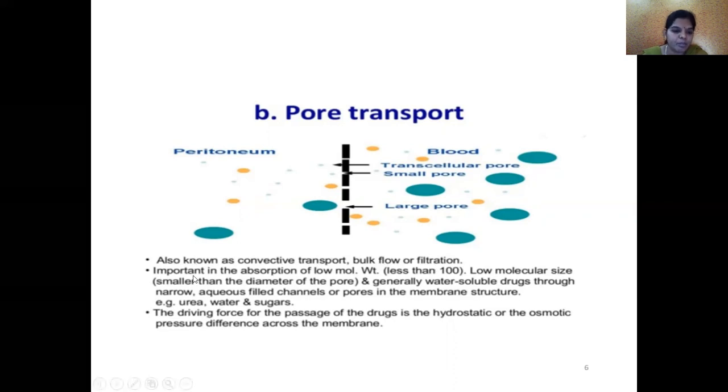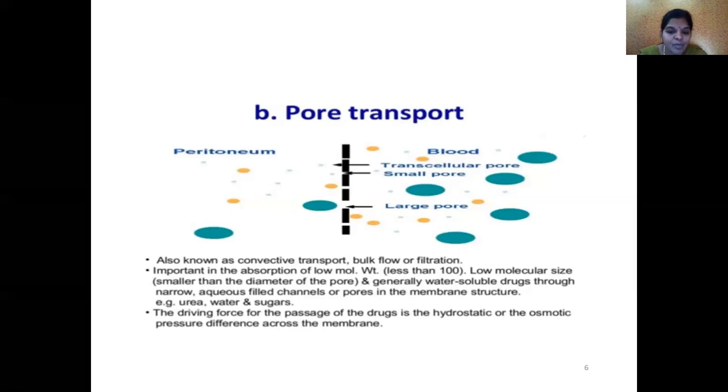Remember, it is important in the absorption of low molecular weight drugs, less than 100, with molecular size smaller than the diameter of the pore, and generally water soluble drugs, through narrow aqueous filled channels or pores in the membrane structure. What are the examples? Urea, water and sugar. Which types of drugs are mostly transported through this pore transport mechanism?